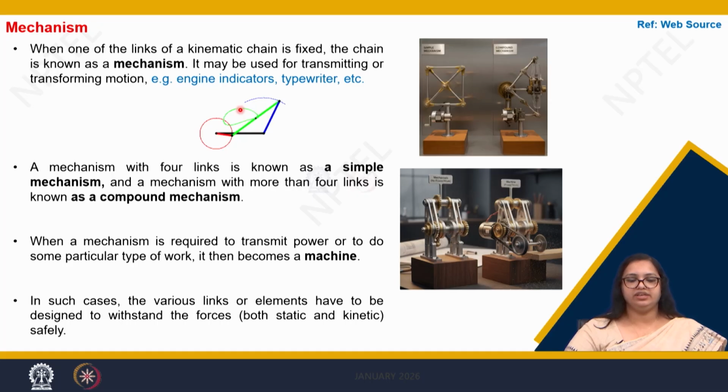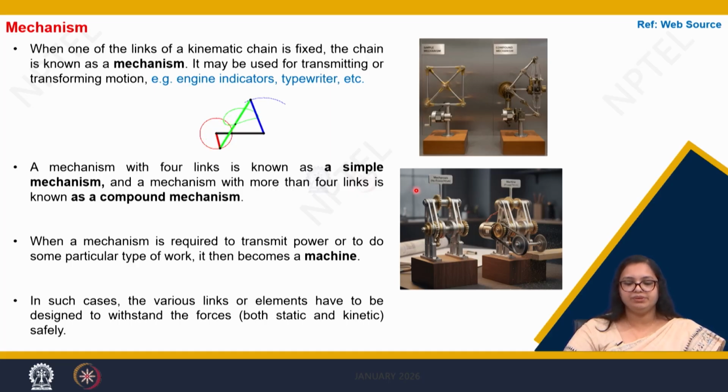Now, when we talk about mechanisms, when there are 4 links, we call it a simple mechanism. However, when there are more links, more than 4, we call it a compound mechanism. The examples of a simple and a compound mechanism are shown in the figure herein.